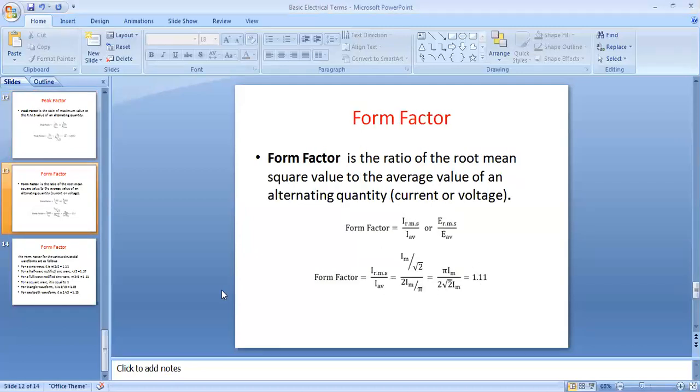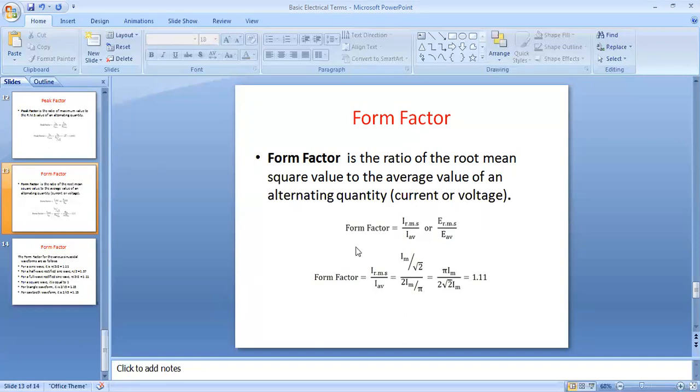And the last point is the form factor. The definition of form factor is the ratio of RMS value to the average value of alternating quantity, that is current or voltage. It's called the form factor. The average of all instantaneous values of current and voltage over one complete cycle is known as the average value of alternating quantities.